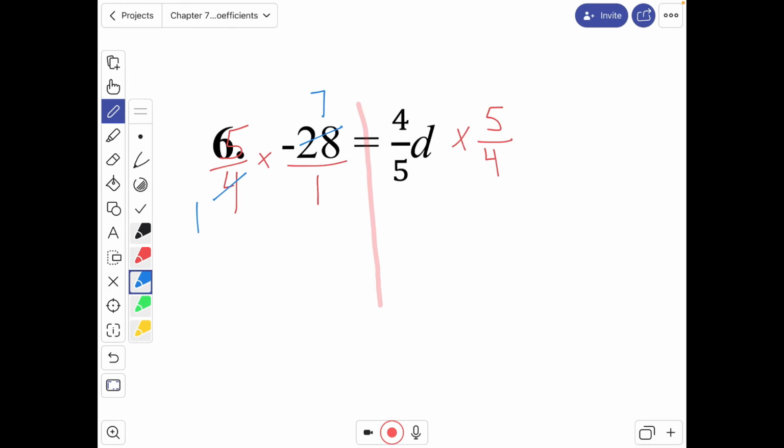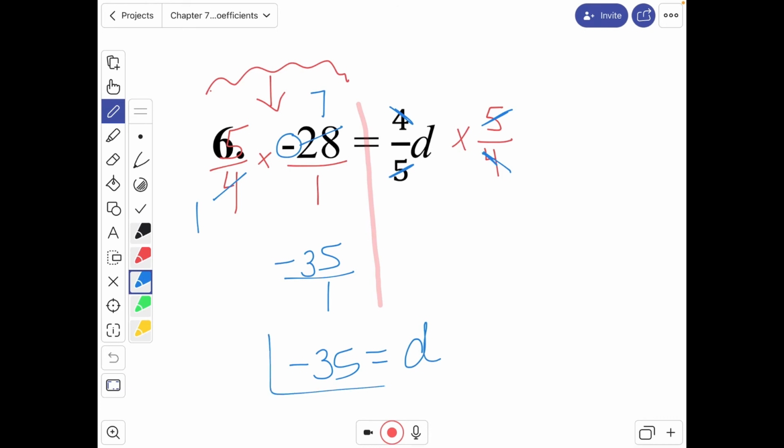So go straight across. 5 times -7 makes -35 over 1, which is just -35. Notice everything that I did on this side, I went straight down. And then we need to work on the other side. So the 5's cancel each other, the 4's cancel each other, and all that's left is D.